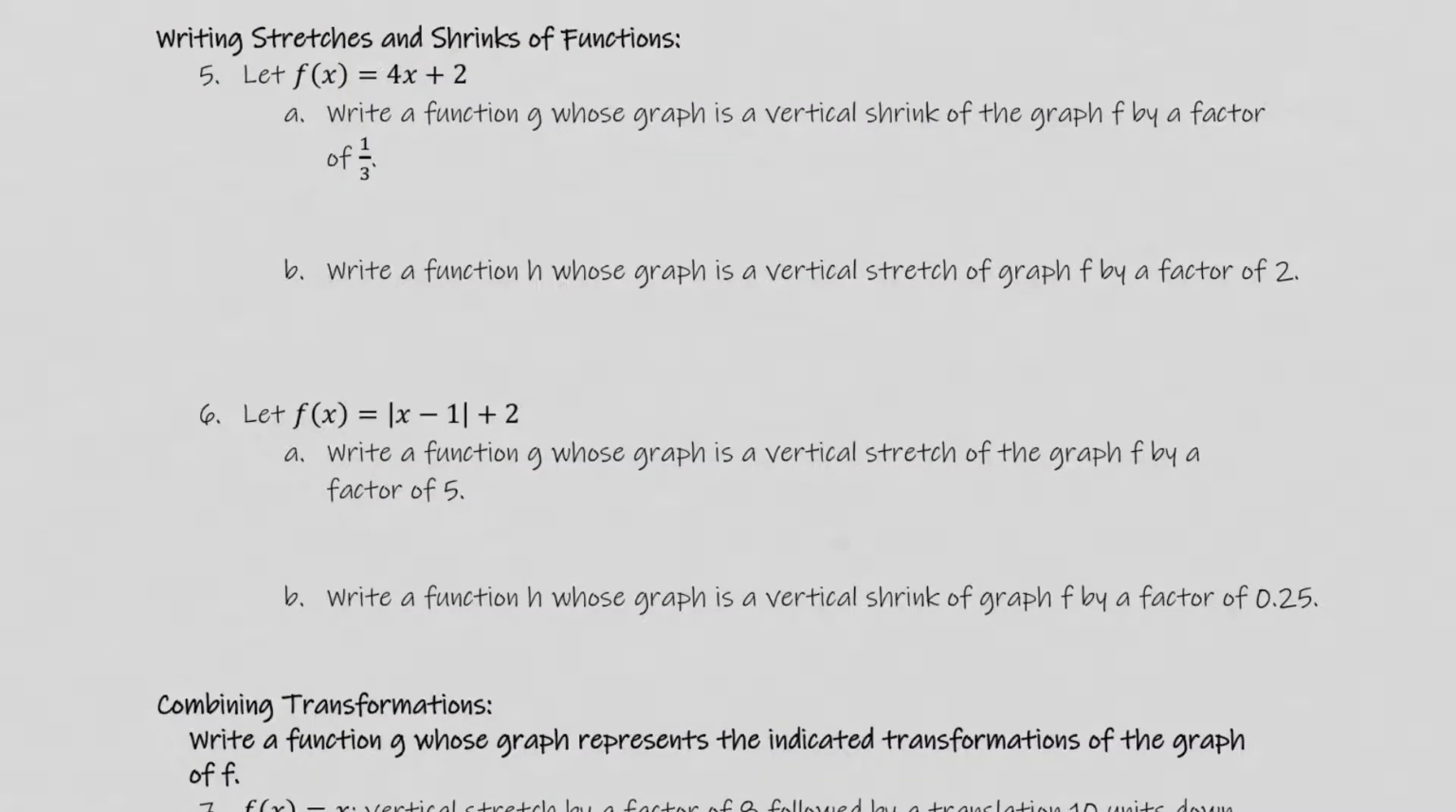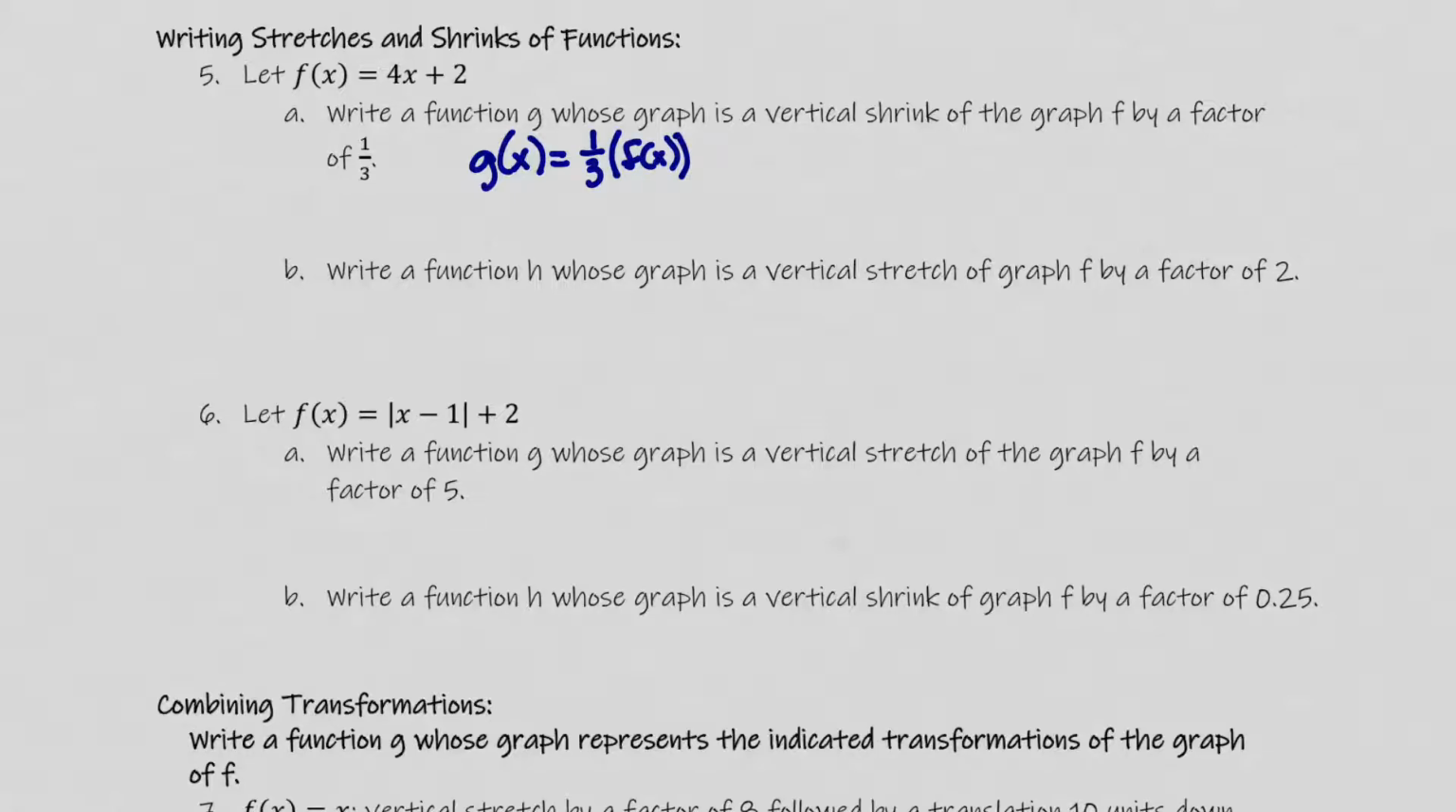So when we get to number 5, which is writing out the stretches and shrinks, we want to write a function g whose graph is a vertical shrink of function f by a factor of 1/3. So I'm going to take function f to get my function g. I want function g of x. It is 1/3 times function f.